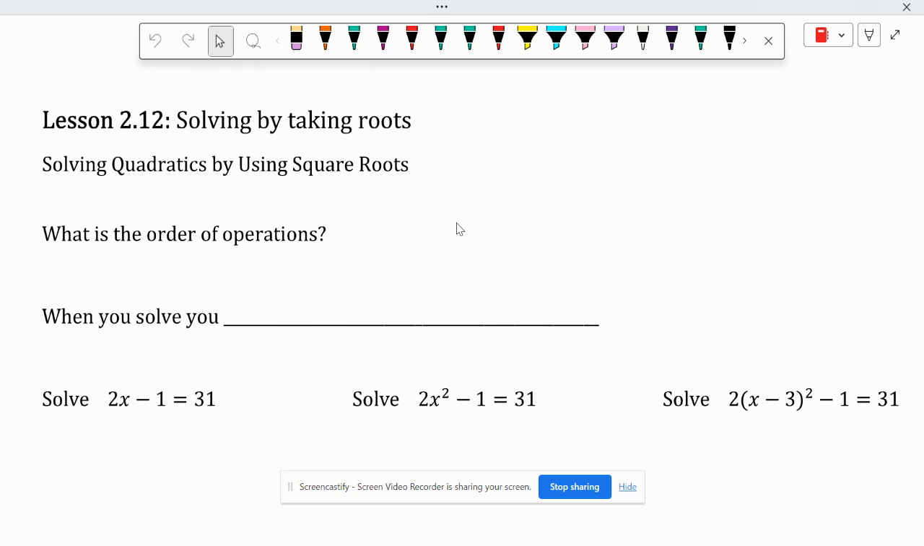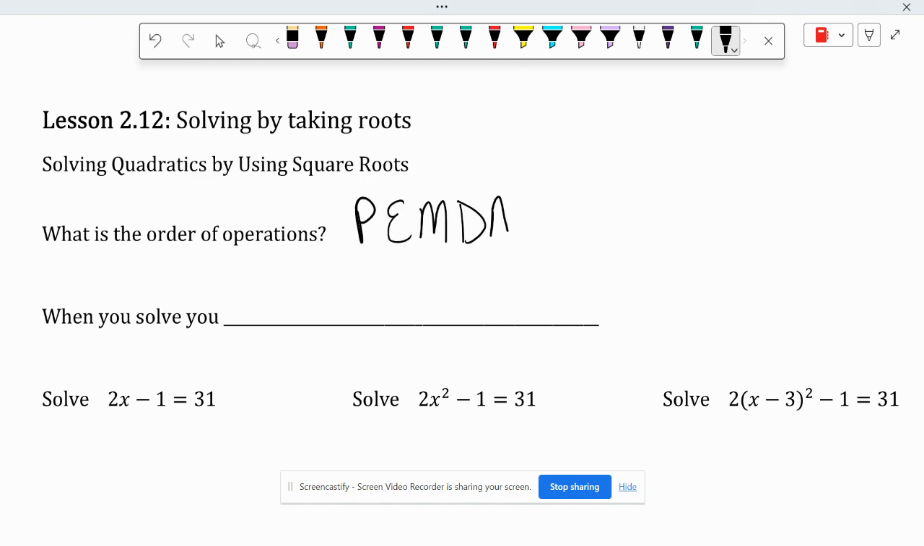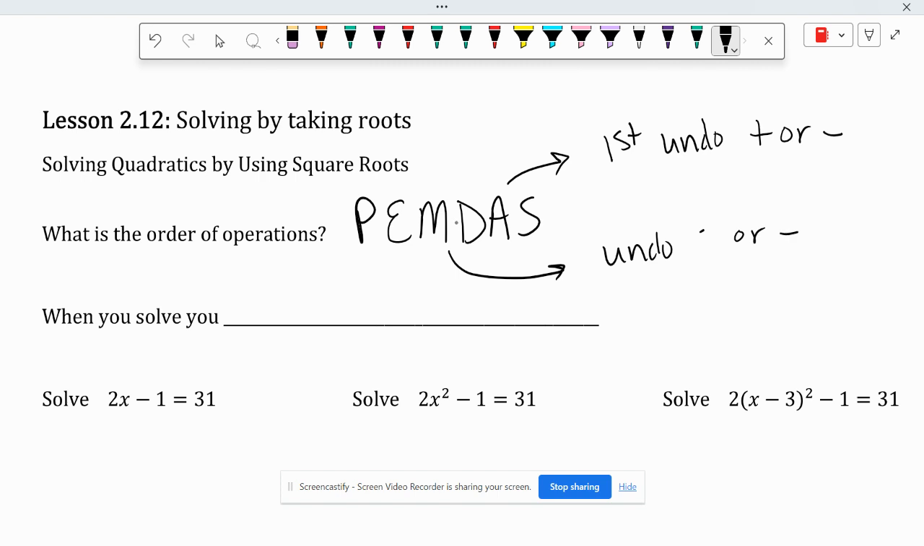Okay. So the first thing I want to talk to you guys about is solving equations. When you learned how to solve an equation, you learned that you have to solve equations by using the inverse of your order of operations, right? So let's talk about what is the order of operations first. PEMDAS. So you remember, if you're solving an equation, the first thing that you do is undo addition or subtraction. The second thing you do is undo multiply or divide.